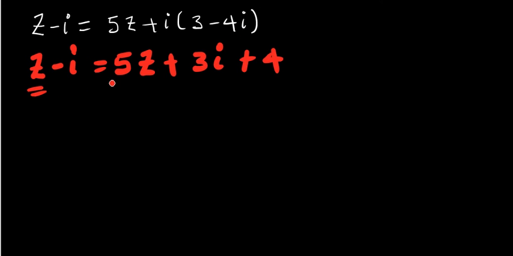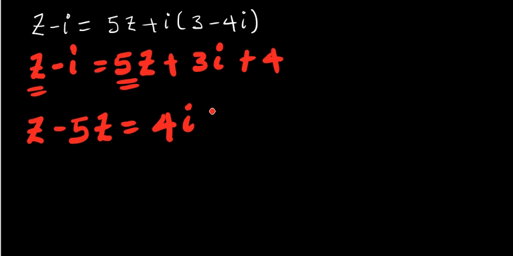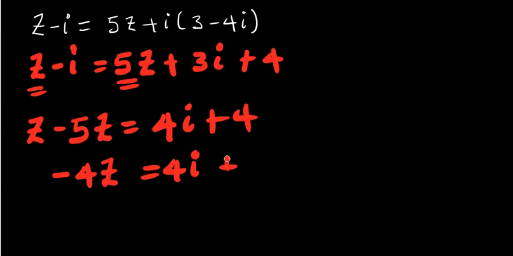Therefore let's collect the like terms. These two are like terms because they contain the same variable z. So it's going to be z minus 5z is equal to, this negative i I will go and add it. It's going to be 4i plus 4. Therefore the difference here is going to be negative 4z is equal to 4i plus 4.